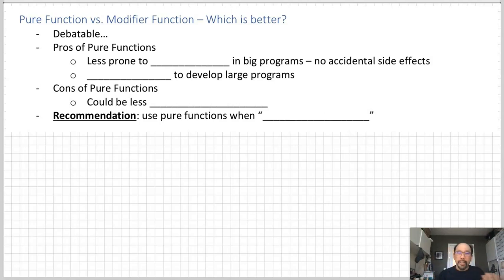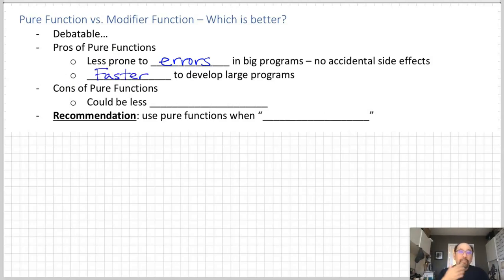So what's better? Is a pure function better than a modifier function? Kind of debatable. You know, pure might make it sound better. So if you just looked at this, you might say, oh, definitely, pure functions are better. And there's good things about it. One good thing is it's less prone to errors when you write really big programs, because there's never any accidental side effects. The inputs, the objects that you send into the function, will not get changed according to the definition of a pure function.